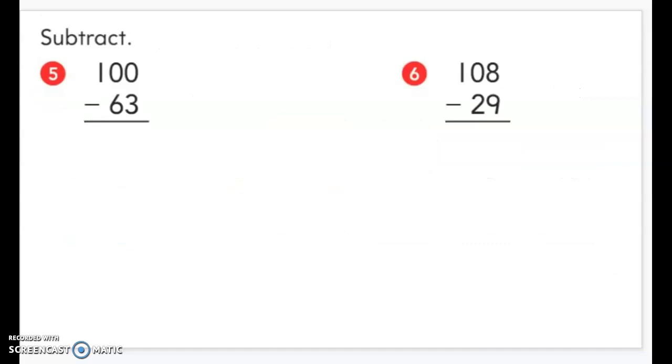Number 5 and 6, you are going to go ahead and subtract both of those numbers. Go ahead and do that. Hit pause, hit play when you're ready.